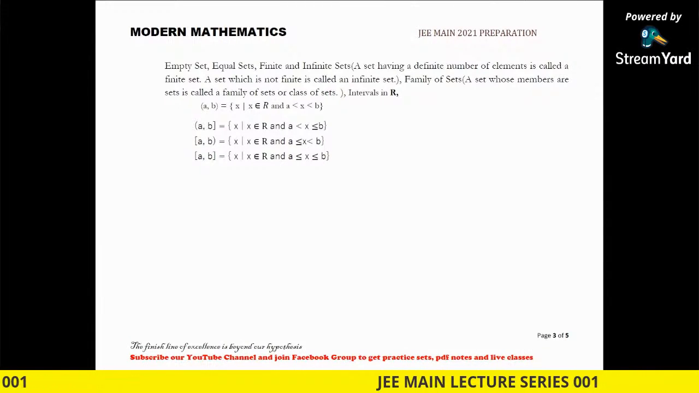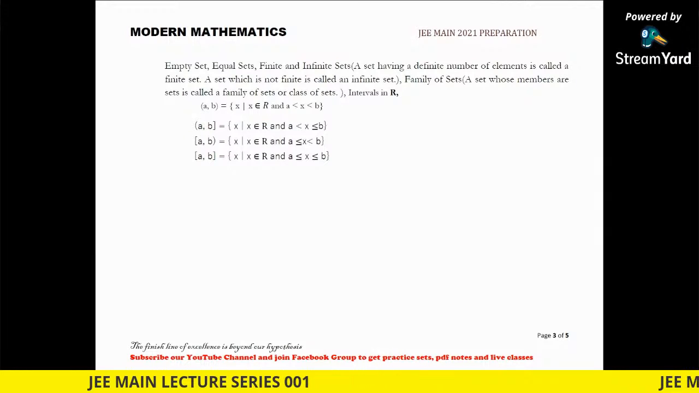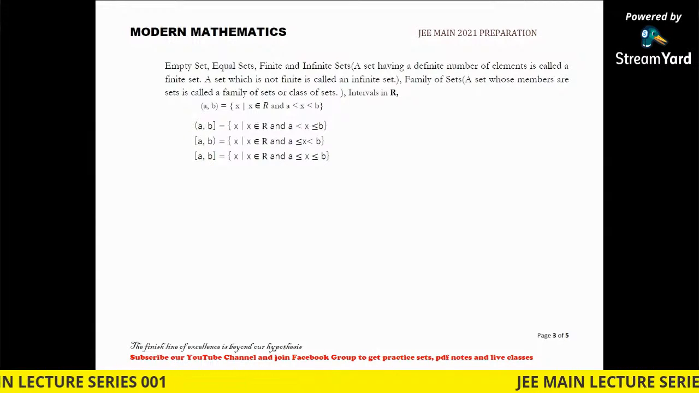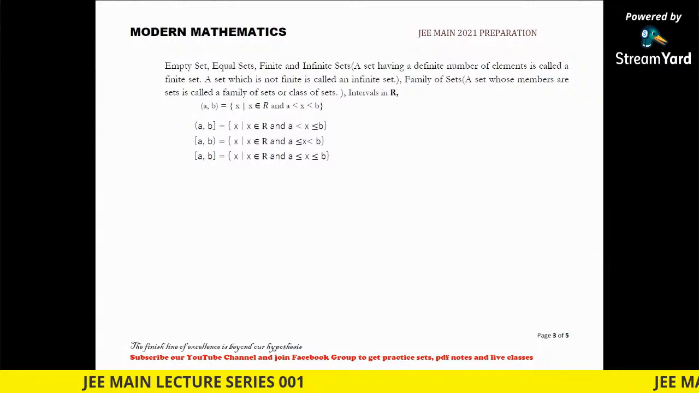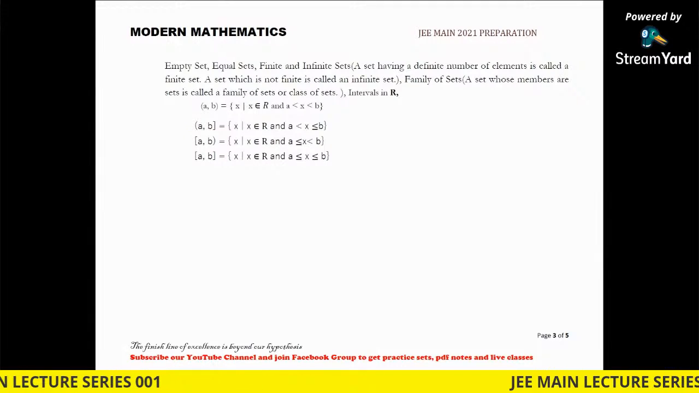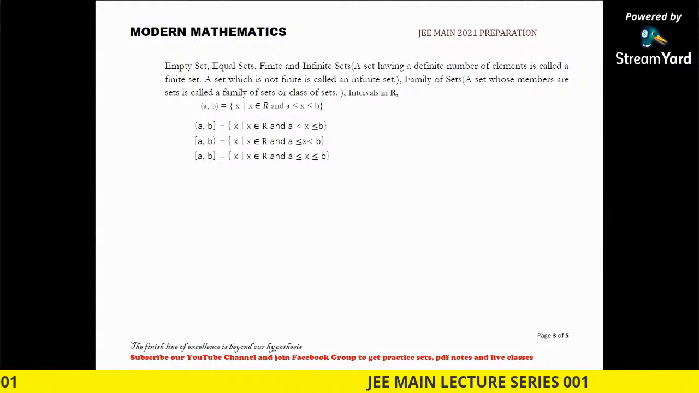Okay, I forgot that among finite sets there are also many collections, that is the singleton set. The singleton set means a set that has only one element. These are called singleton sets.